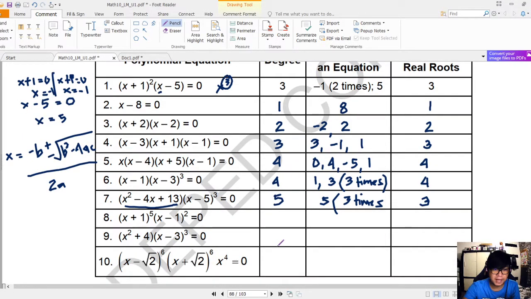Okay, let's proceed to number 8. X plus 1 raised to 5, x minus 2 is raised to 2. So, the degree is 7. So, identify natin ang real roots. So, the negative 1 appears 5 times. Tapos, the next one is yung 2 naman, appears 2 times. So, the number of real roots, we have 7 real roots.